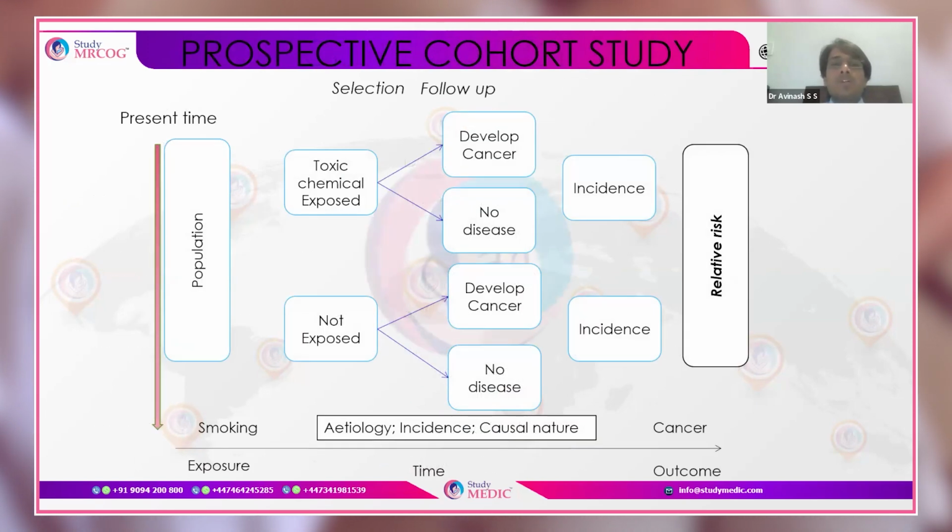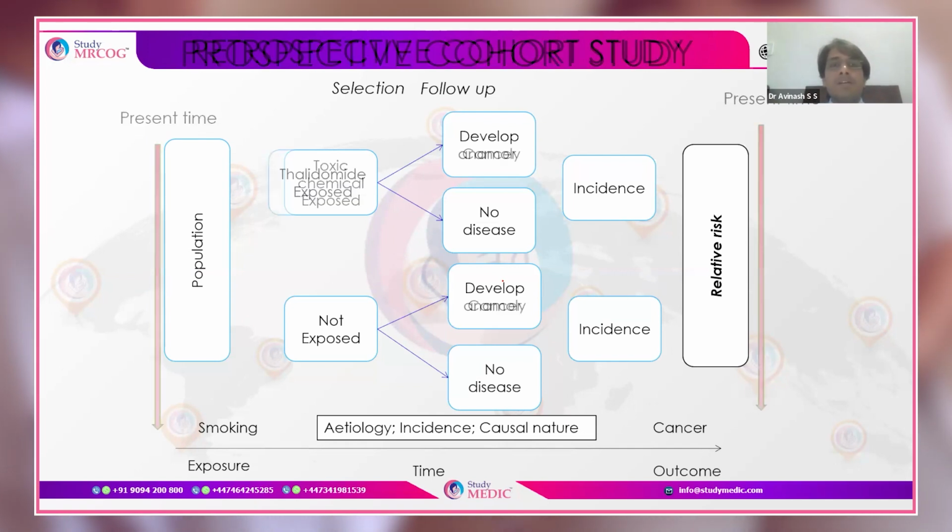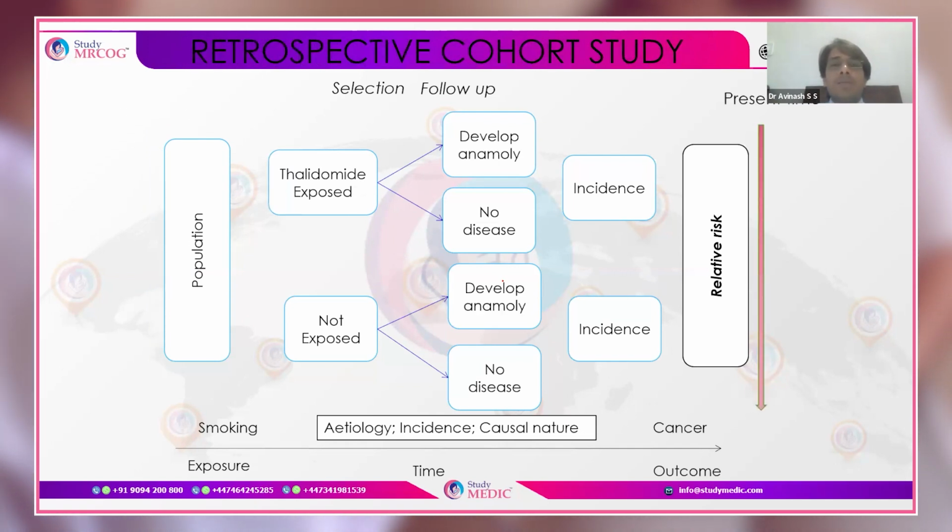Now, an example of a prospective cohort study is those who are exposed to a toxic chemical and develop cancer. The incidence of cancer in those who are exposed to the toxic chemicals and those who are not exposed is an example. Similarly, for anomalies in those who are exposed to thalidomide and not exposed: what is the incidence and what is the risk of development of an anomaly in those who are thalidomide exposed? It is also one of the retrospective cohort study designs. We go back and see in the register who were exposed and see whether they had developed anomalies.